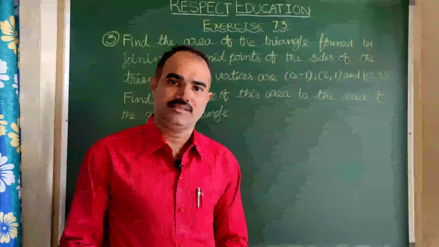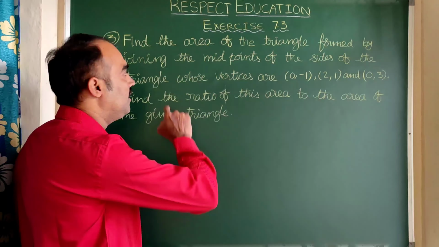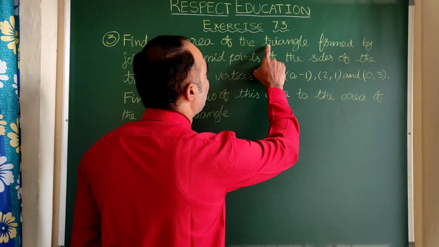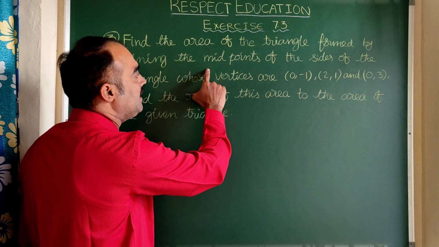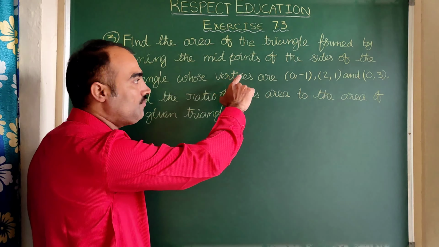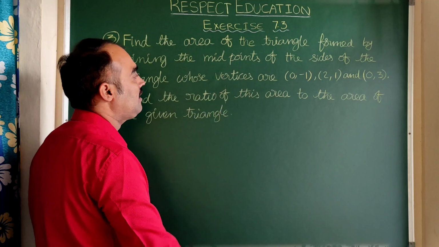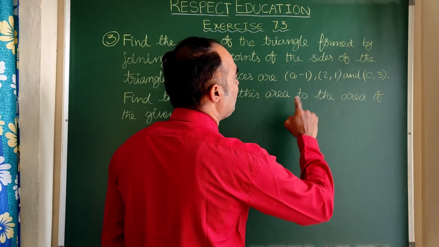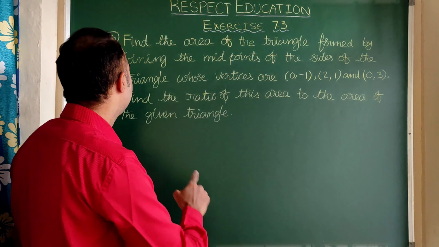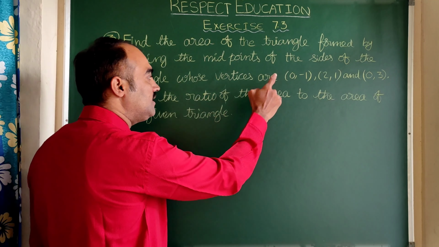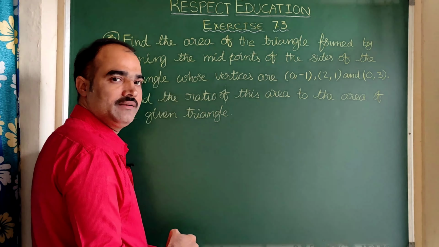Now let us see exercise 7.3, question number 3. Find the area of the triangle formed by joining the midpoints of sides of the triangle whose vertices are 0, 1, 2, 1 and 0, 3. Find the ratio of this area to the area of the given triangle.